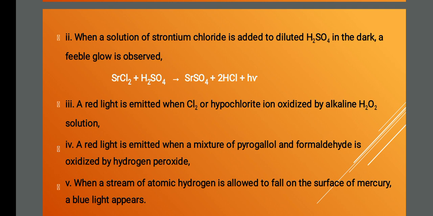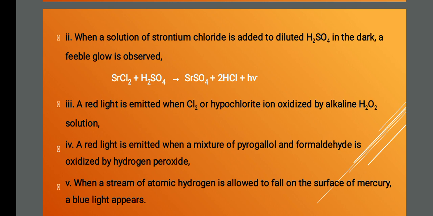I'll repeat. What I mean by chemiluminescence is that because of the occurrence of a chemical reaction, visible light is being emitted at the same temperature. If you take a black body, it won't emit visible light, and that phenomenon we call chemiluminescence. A good example is phosphorus reacts with oxygen to give phosphorus pentoxide plus light. The second one is strontium chloride reacts with dilute sulfuric acid to give strontium sulfate plus hydrochloric acid, and light is being emitted.